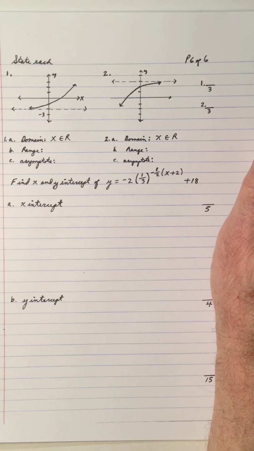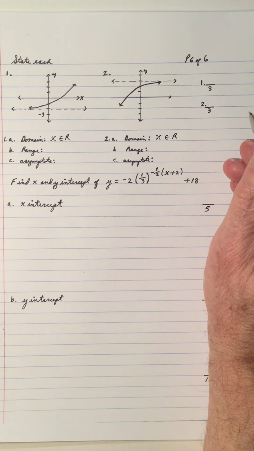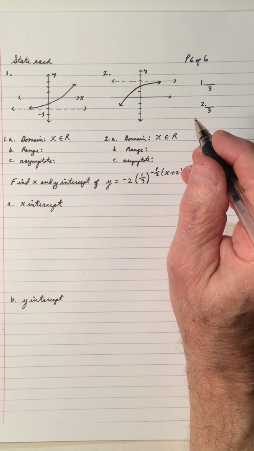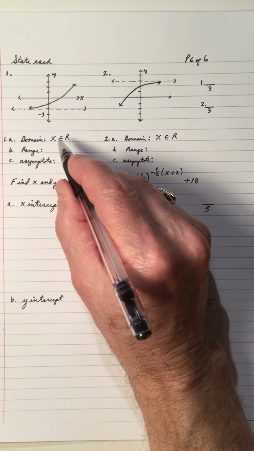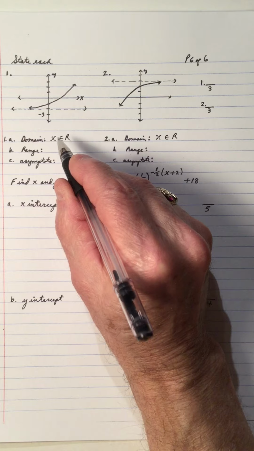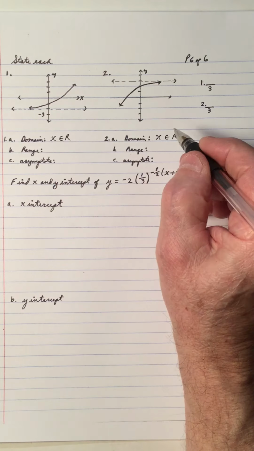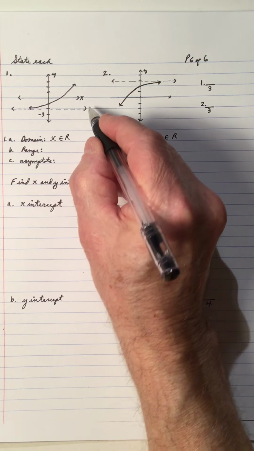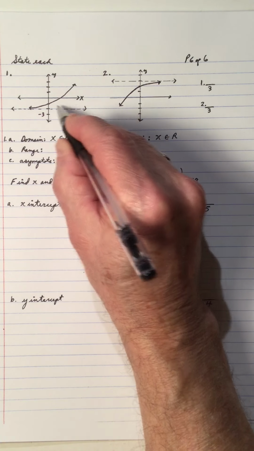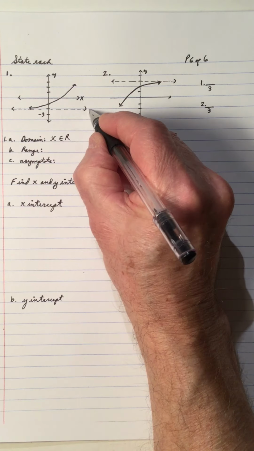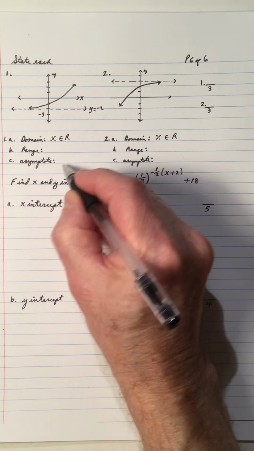For exponential, y equals b to the x. For exponential functions, the domain, x belongs to the real numbers R, always. Your asymptote is right here. That's negative 3, so y is negative 2.